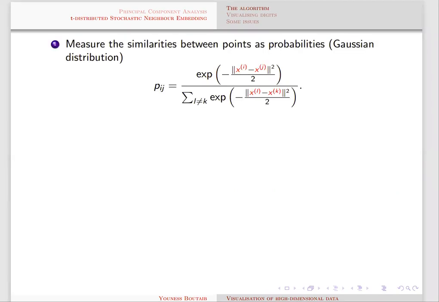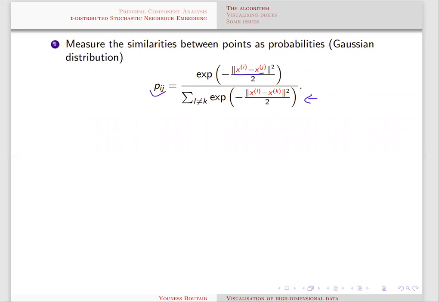The first building block of the t-SNE algorithm is to measure the similarities between the high-dimensional points as probabilities. So to every pair of points xi, xj, we assign a probability pij. In the numerator, you recognize the Gaussian distribution density function, and the denominator is just a normalizing factor so that the pij's sum up to 1.